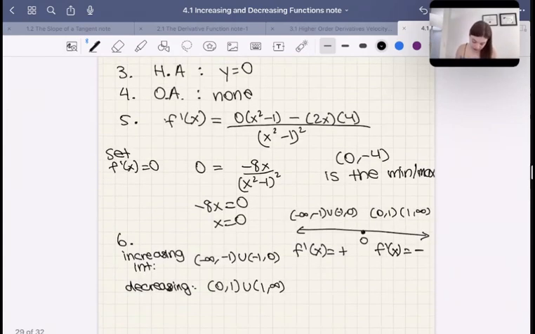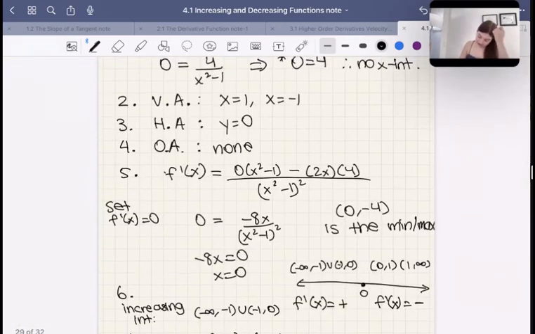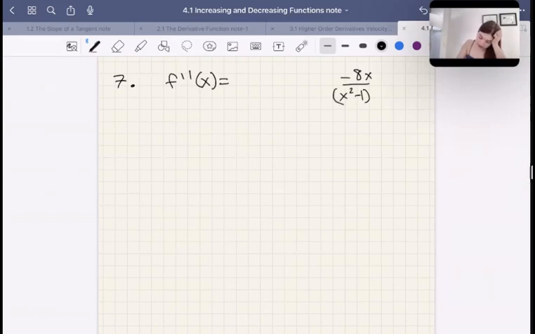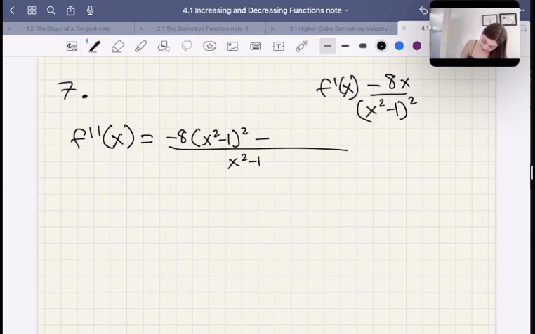But to find the second derivative, we need to grab the first derivative first off, which was negative 8x over x squared minus 1 squared. Negative 8x over x squared minus 1 squared is our original first derivative. So our second derivative would be the derivative of that. So let's figure it out. So derivative of the top would be negative 8 times the bottom, x squared minus 1 squared, minus derivative of the bottom, which is 2 times x squared minus 1 times 2x, and then times the top, like that.